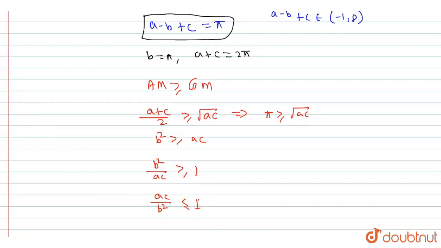Clear? So in this way we can decide which value is possible and which value is not possible. Hope this answered your question.